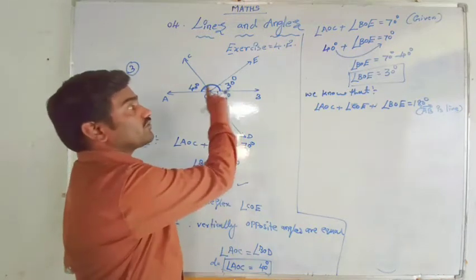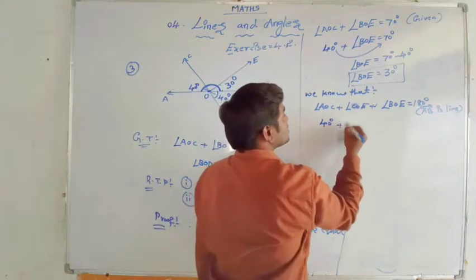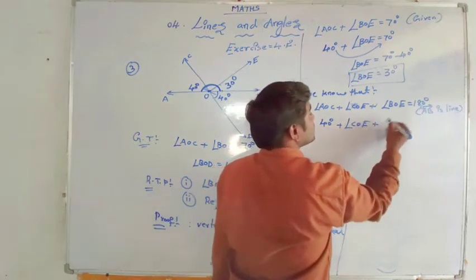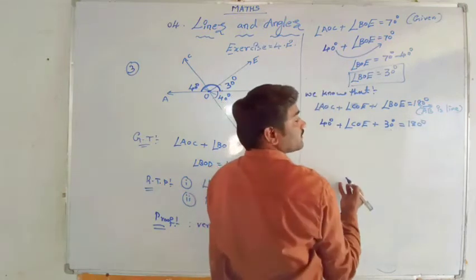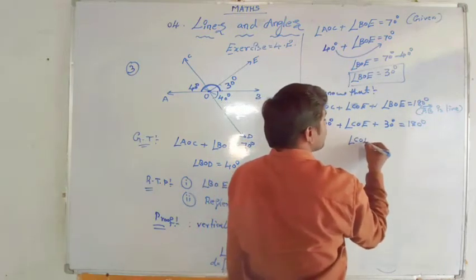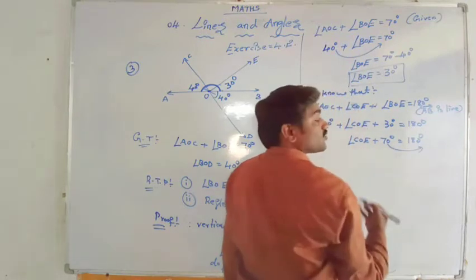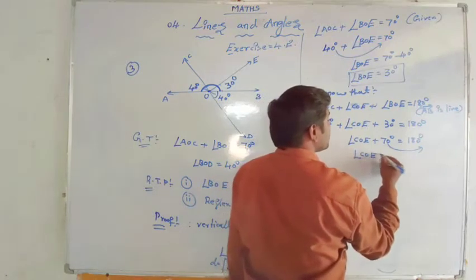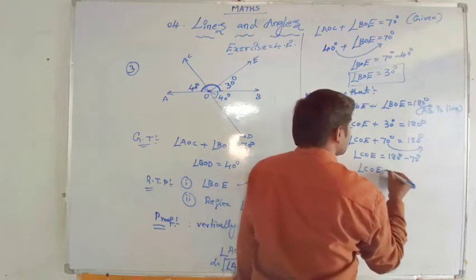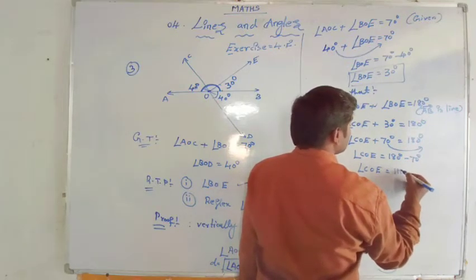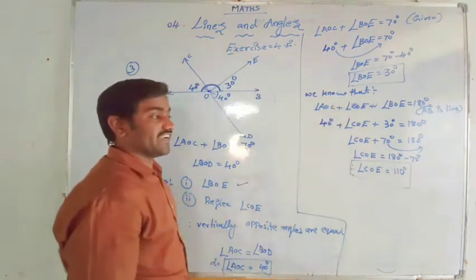Now let us substitute the values we know. AOC and BOE values are known: 40 degrees plus angle COE plus 30 degrees equals 180 degrees. 40 plus 30 is 70. So angle COE plus 70 degrees equals 180 degrees. Transfer this 70 degrees to the other side, so angle COE equals 180 degrees minus 70 degrees. So angle COE equals 110 degrees.